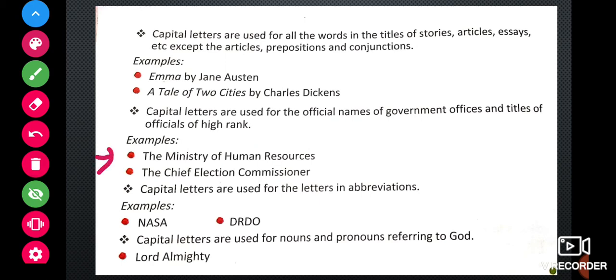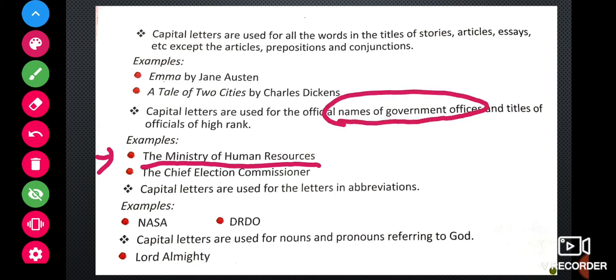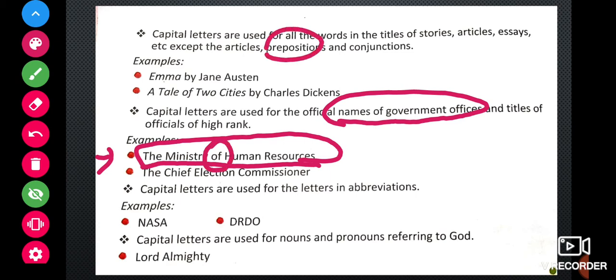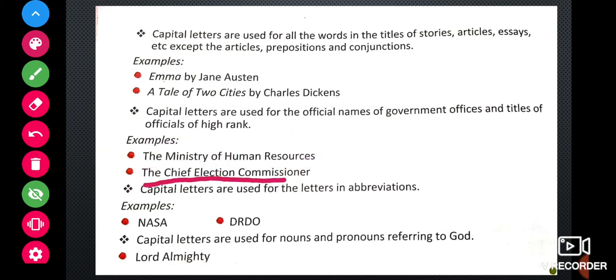Let us look at the examples. The Ministry of Human Resources, this is the name of a government office. So as you can say, all the words have started with capital letters except of because it is a preposition. The Chief Election Commissioner. Now this is the title of officials of high rank. This is a post. This is a high post. So you can see all the words have started with capital letter.